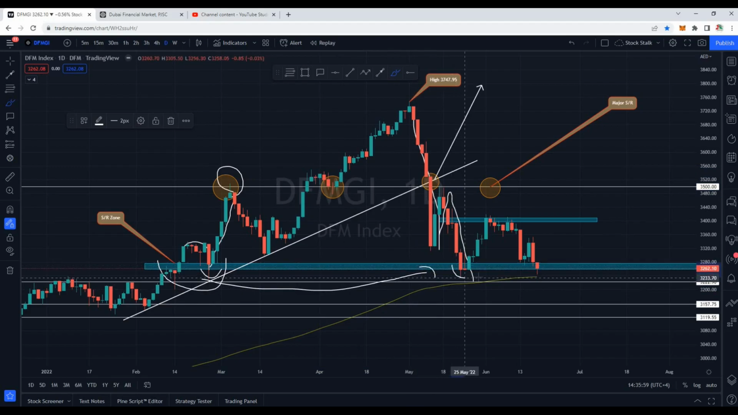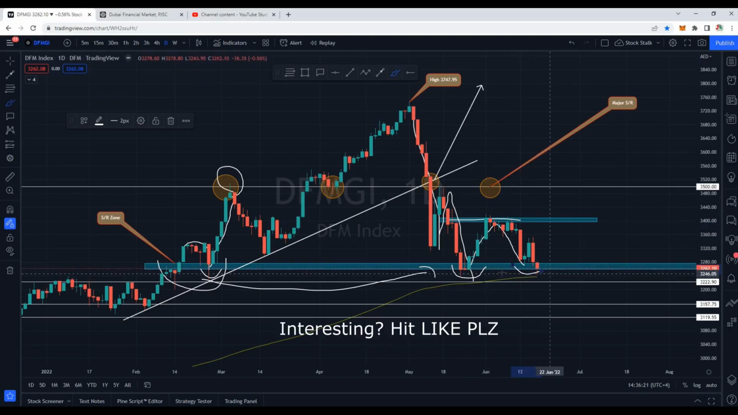We saw one bounce from the same zone. Market went up. It got resisted around 3,400 area. It could not even cross the main resistance, that is 3,500. From here it came down again to retest the same zone, that is around 3,260. This level is very important for the market. Let me remove some of my drawing to make it clear.